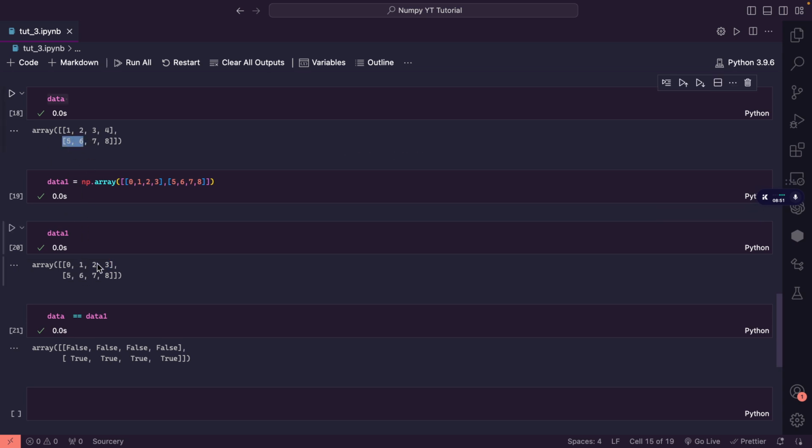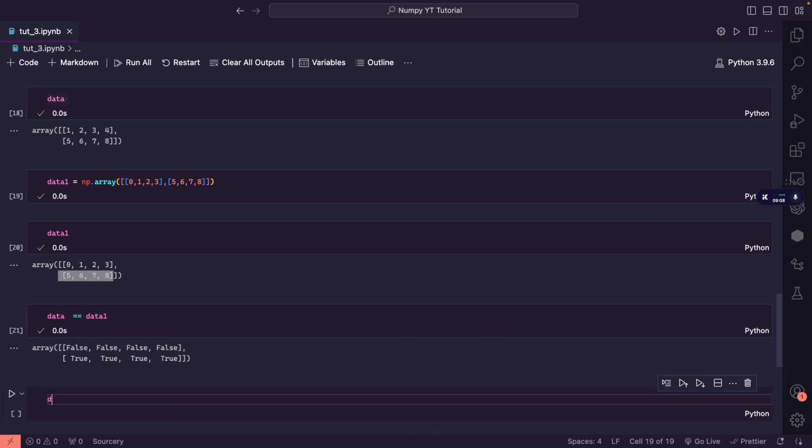5 equal to 5? Yes. 6 equal to 6? Yes. 7 equal to 7? Yes. 8 equal to 8? Yes. Which is true. Is my data equal to data 1? Yes, for these elements. Not for these, but for these they are the same. And this is how we do it.